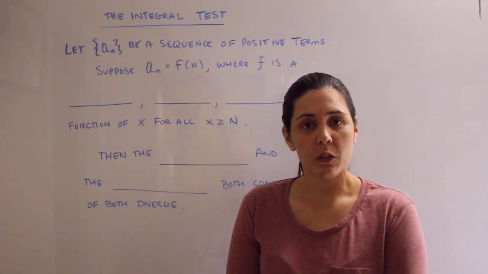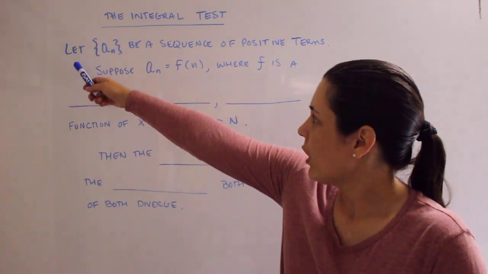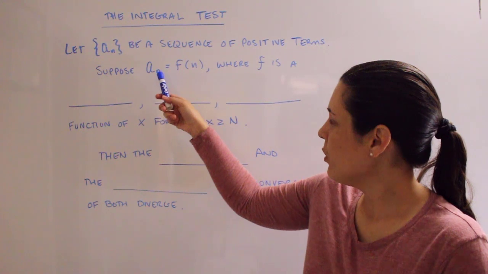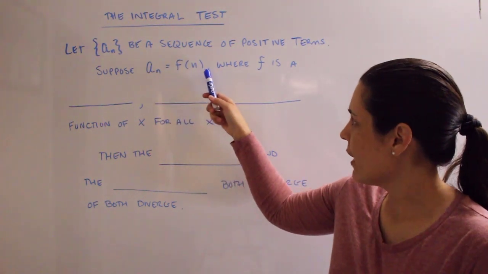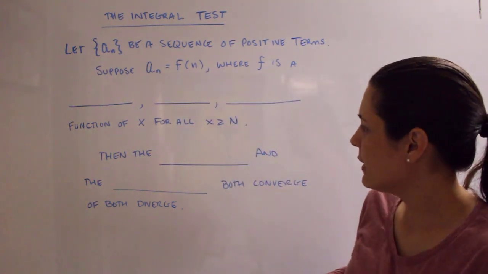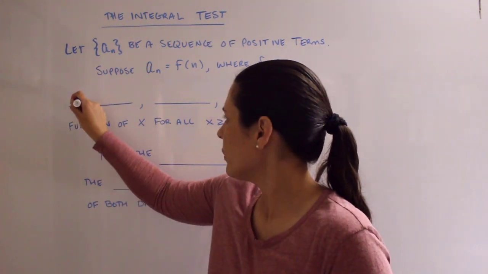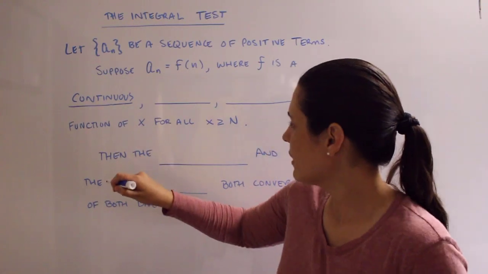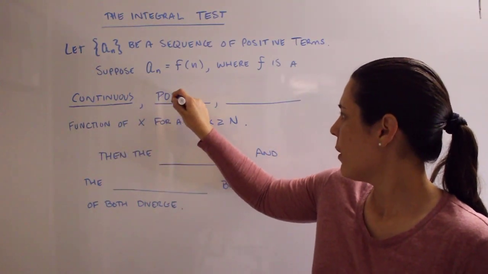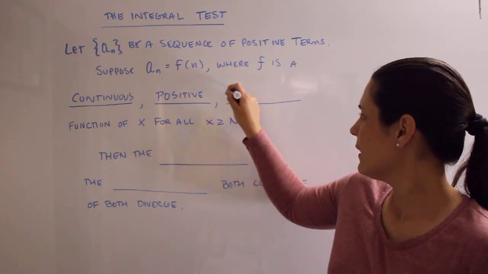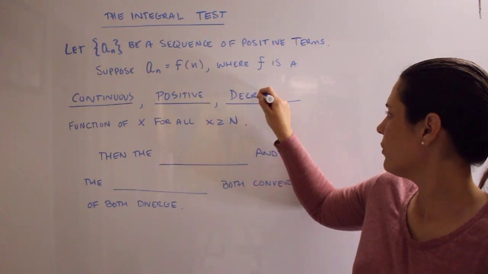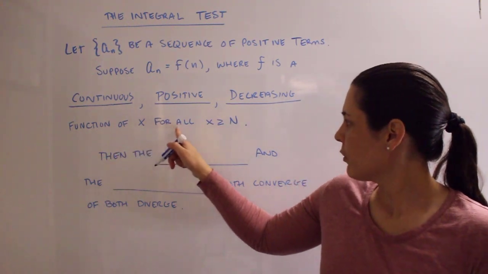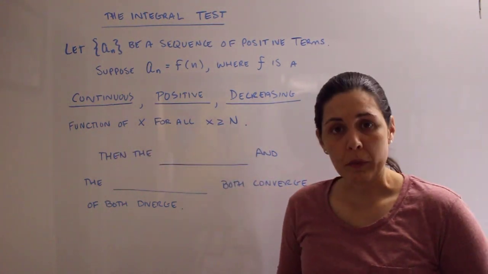Here's the integral test. Let the sequence be a sequence of positive terms, and suppose that a sub n equals f of n, where f is a continuous, positive, decreasing function of x for all x greater than or equal to some capital N.